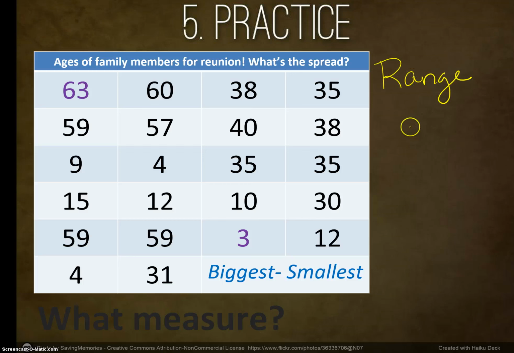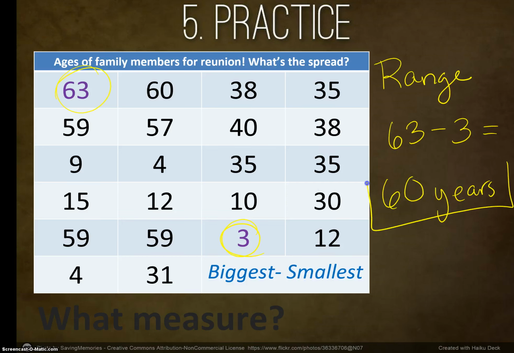And when you take the biggest number, I found it to be 63 in this set of data, and I subtract from it the smallest number, I get a difference of ages of 60 years. So 60 years would be my range.